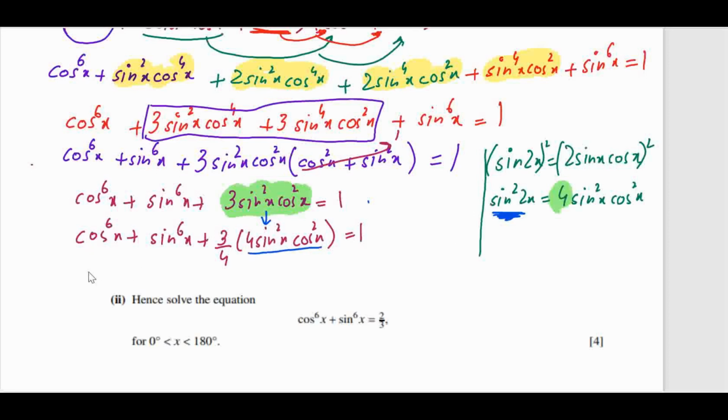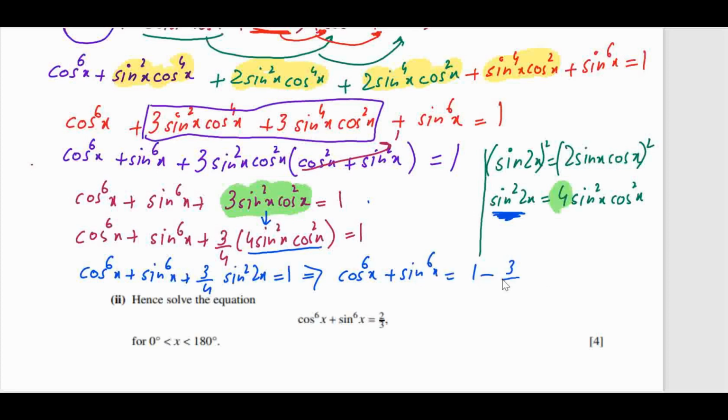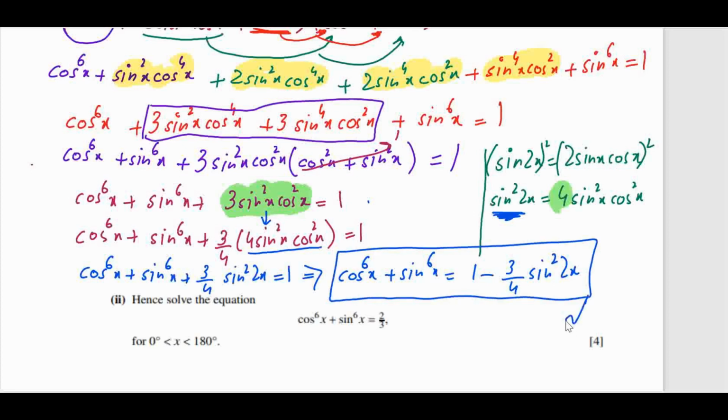So we can simplify it as cos 6x plus sine 6x plus 3 by 4 sine square of 2x is equal to 1. Now the last step will be just to shift it to the other side. So cos 6x plus sine 6x is equal to 1 minus 3 by 4 sine square of 2x. So this will be the final answer. I hope that now the concept is clear.